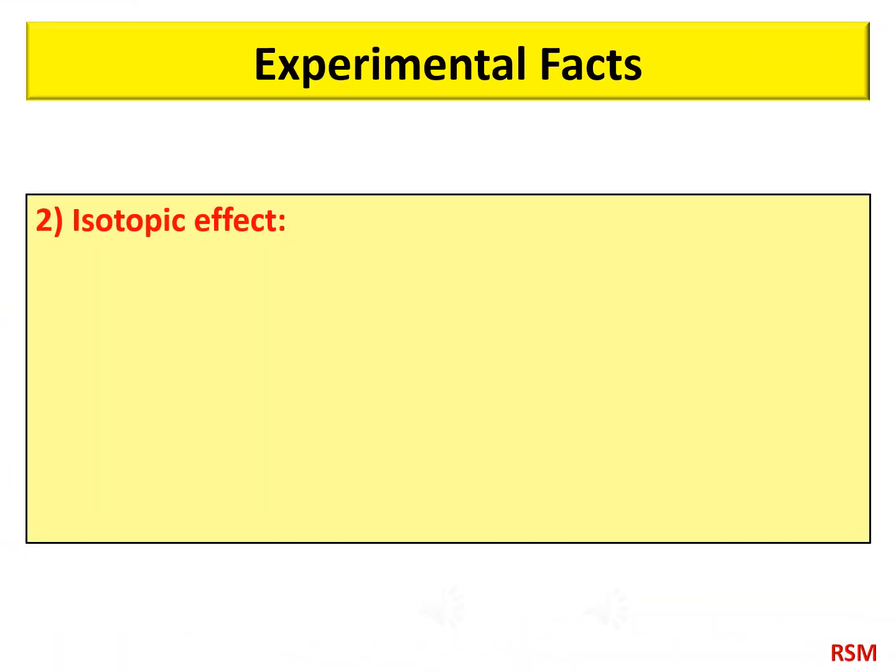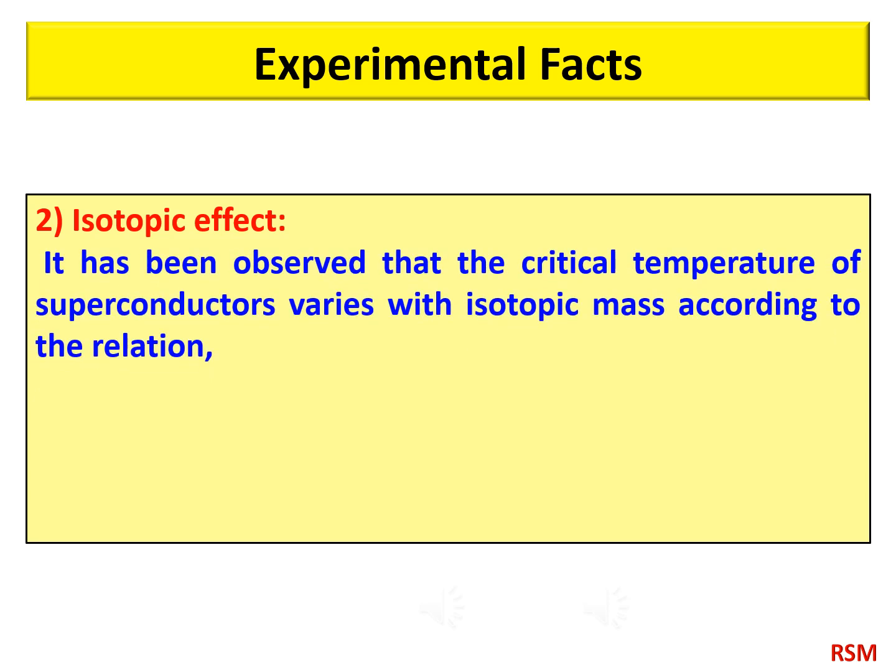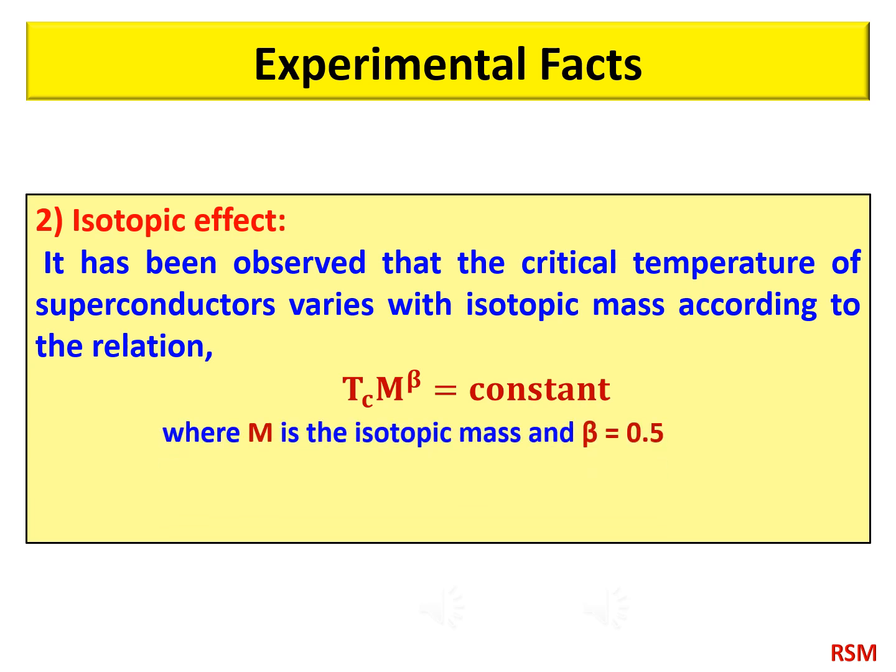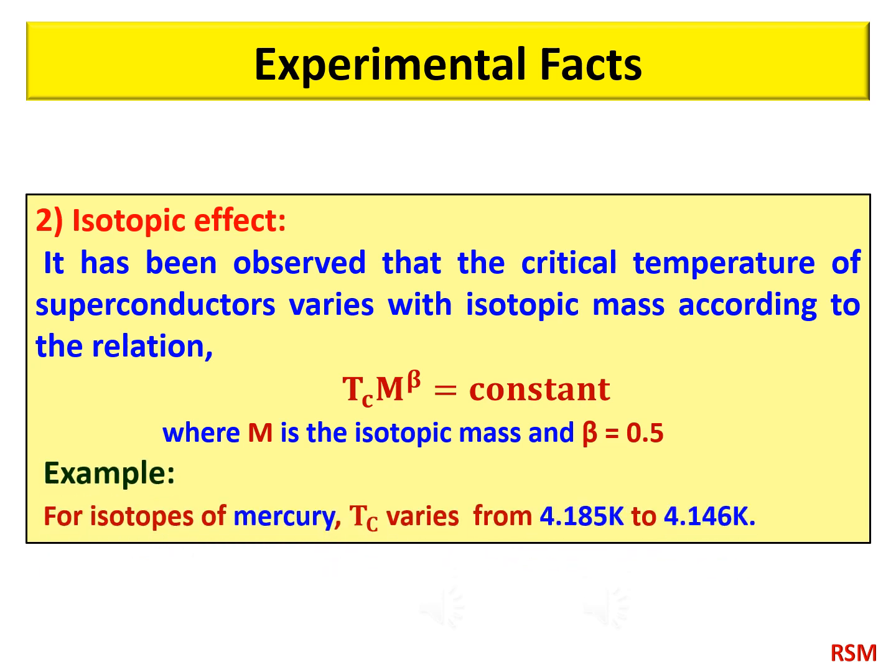Isotopic effect. It has been observed that the critical temperature of superconductors varies with isotopic mass according to the relation Tc m^β = constant, where m is the isotopic mass and β equals 0.5. Example: for isotopes of mercury, Tc varies from 4.185 Kelvin to 4.146 Kelvin.